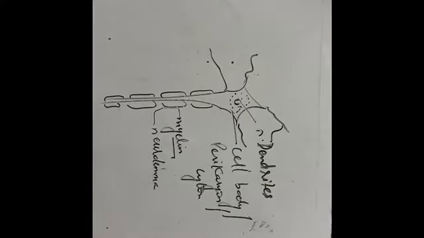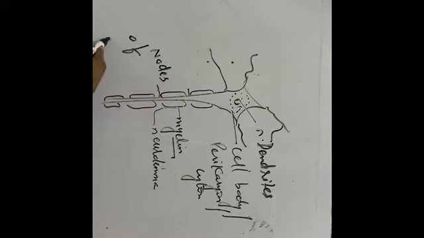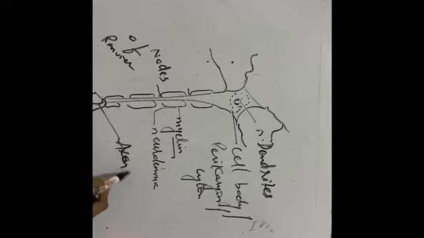Myelin sheath is already there, but sometimes myelin sheath is further covered by another thin sheath that is known as neurolemma. Okay, and the parts of the axon which are not covered by the myelin sheath are known as nodes of Ranvier. Nodes of Ranvier. And then this axon ends, and this end portion is known as axon terminal.